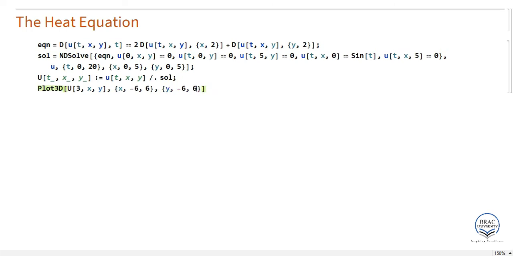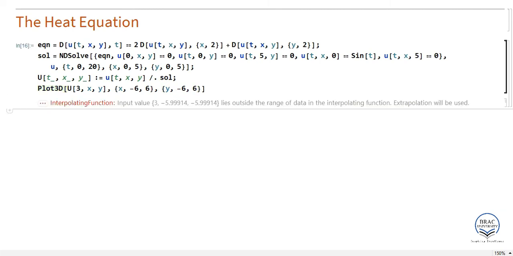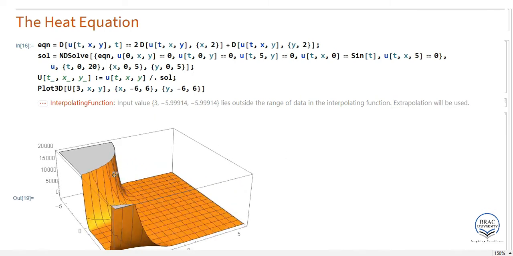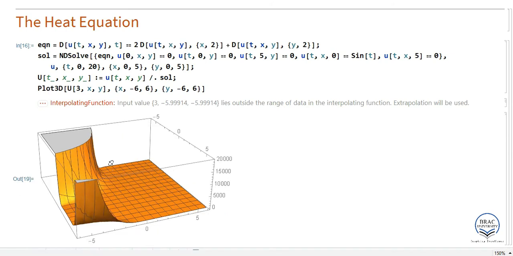Also, I think Mathematica will give us a warning that -6 to 6 will fall outside the range of the interpolating function. So yeah, as you can see, it lies outside the range of data in the interpolating function. Even if you input this kind of range, Mathematica will use extrapolation. As you can see over here, extrapolation will be used. So Mathematica extrapolated the whole thing and gave us a result.